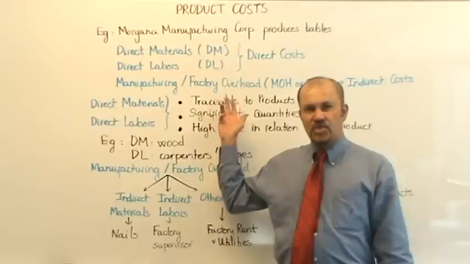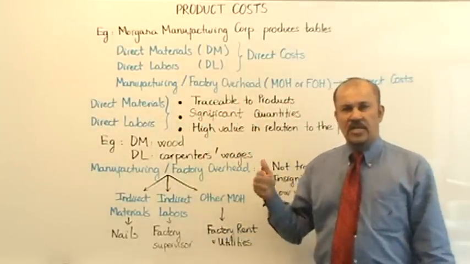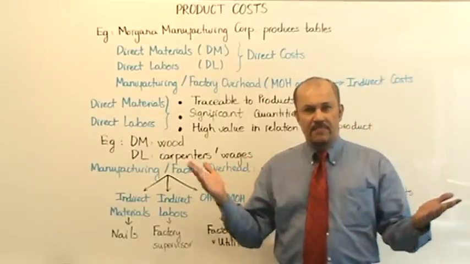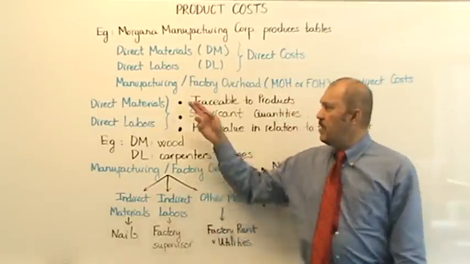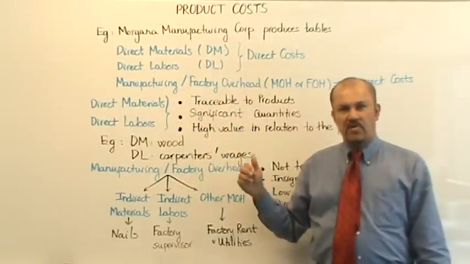So if you see the abbreviation FOH, that's factory overhead. If you see the abbreviation MOH, that's manufacturing overhead. They both mean the same thing, just depends on what book you're using. Let's talk a little bit more in detail about each of these components of a product cost.